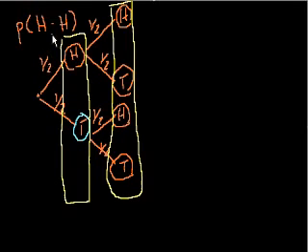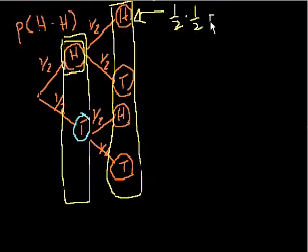So we want to know the probability of getting here, right? Because we got heads on the first trial, heads on the second. Well, we know that there was a 1/2 chance of getting there. And of that 1/2 chance, or half the times we got here, half of those times we would get there. So the probability of getting there is 1/2 times 1/2, which is equal to 1/4.